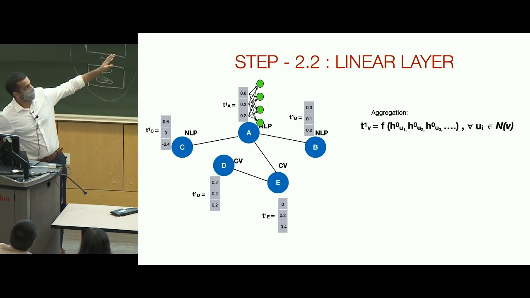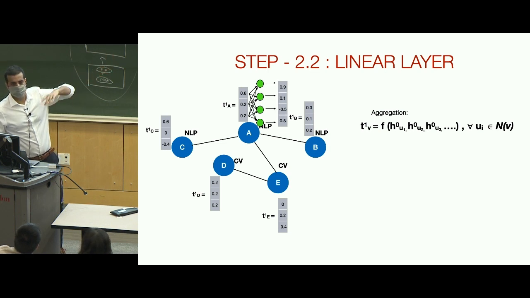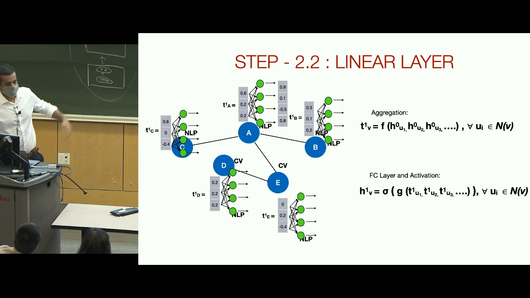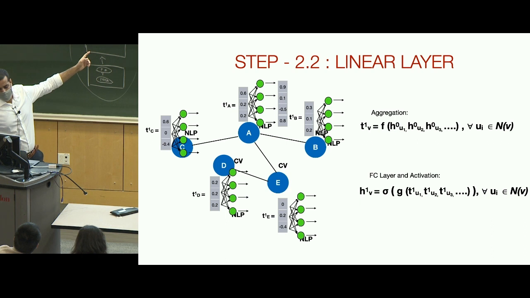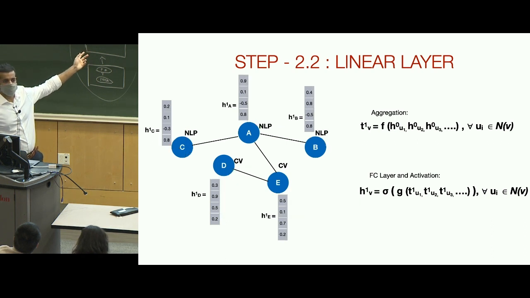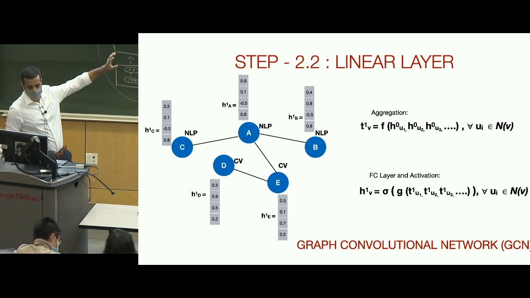And we just pass it through a linear layer. So this is a linear layer of 4 neurons, so the output would be a 4-dimensional feature vector. And then pass everything through a linear layer, maybe have a nonlinearity in there, and that's kind of it. And this is what is called a graph convolution network, a GCN.